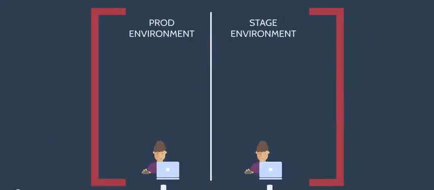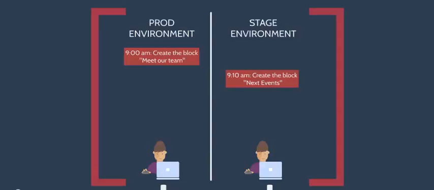Here we are going to show you the flow of work in a normal day of work. Suppose you have two environments, prod and stage, and a user in the prod environment creates a block, Meet Our Team, at 9 a.m. Later, another user creates the block Next Events on the stage environment. After that, the same user decides to alter the theme of that block, overriding the TPL for that block.